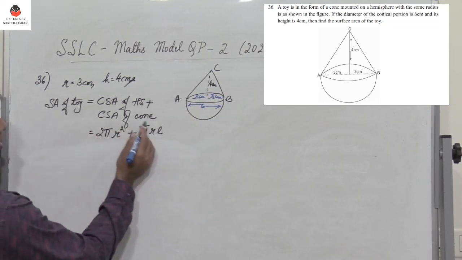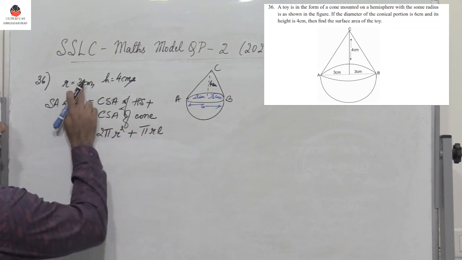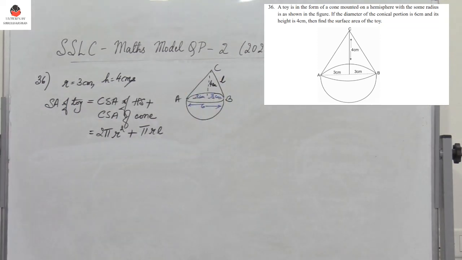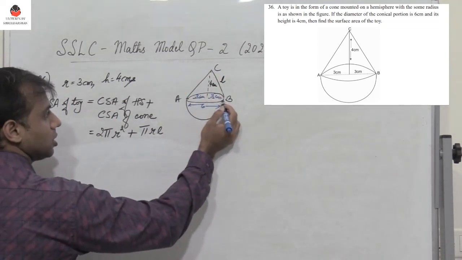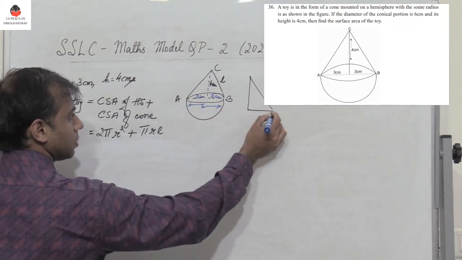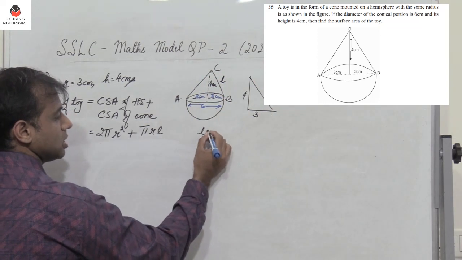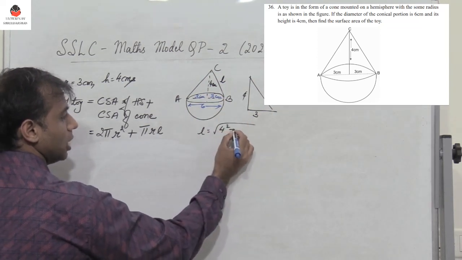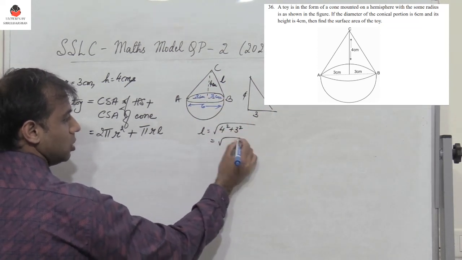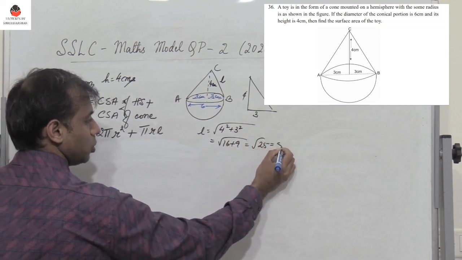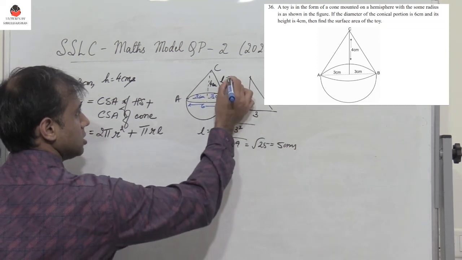So now in all these things we know the value of r, which is 3, h is 4, but I need to find L. Now what is L? We find that this forms a right angle triangle. So this is 4, this is 3, so I need to find L. So what is L? Root of 4 square plus 3 square, which is root of 16 plus 9, which is root 25, which is equal to 5 centimeters. So this is 5.